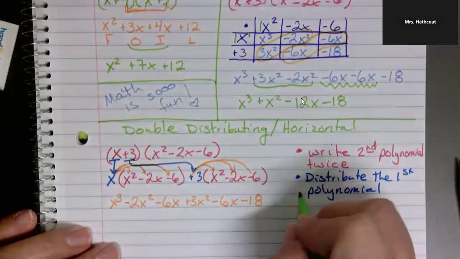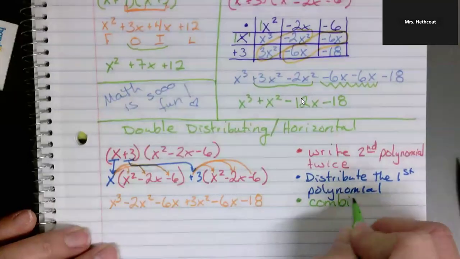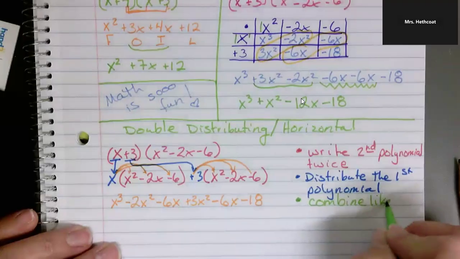Then let's add a third dot for our third step. We need to combine like terms.